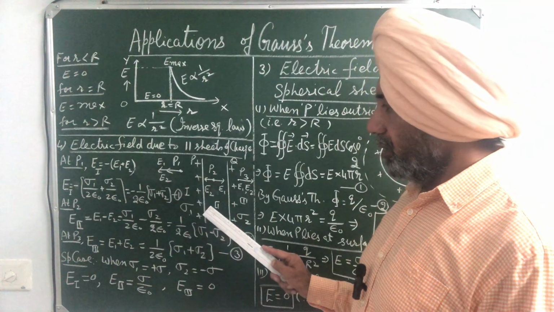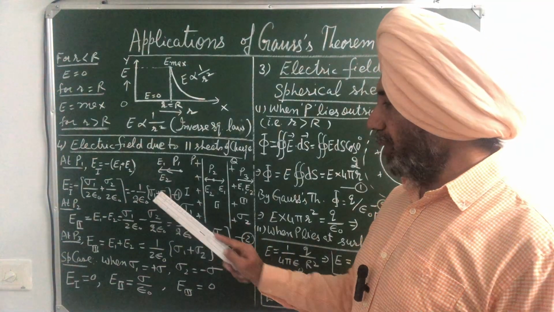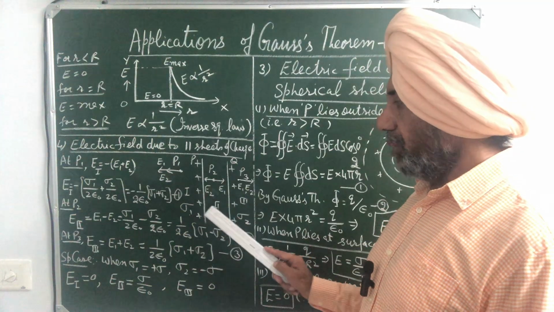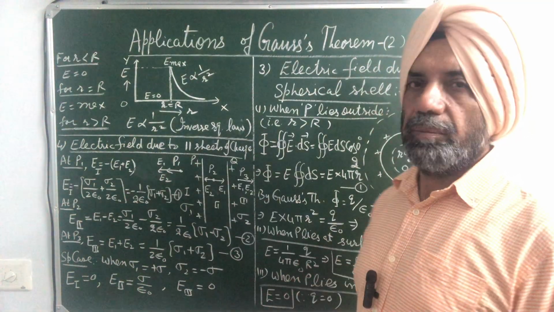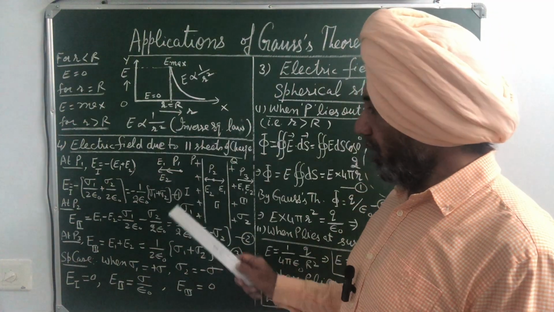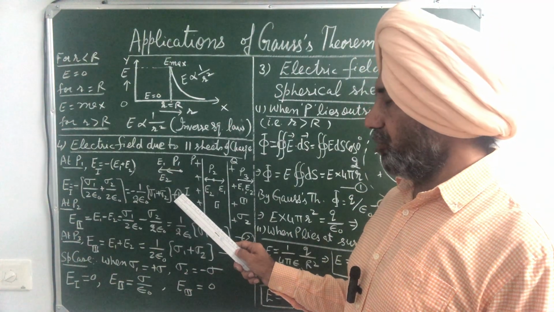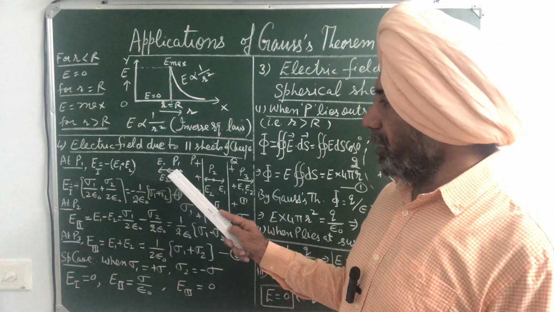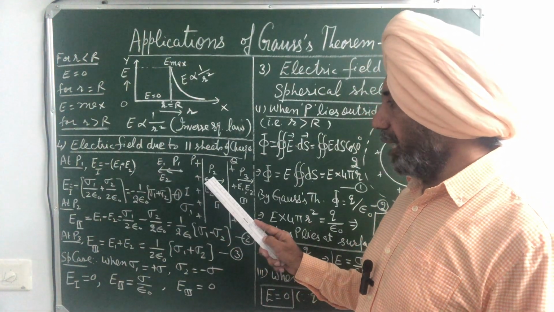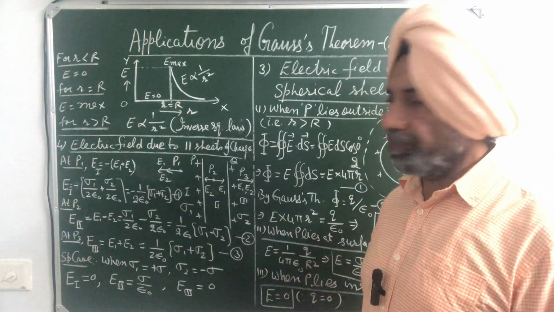Region 1 is to the left of plate P, region 2 is between P and Q, and region 3 is to the right of plate Q. So we have to find the electric field in three regions: first, second and third. Now P1 is a point in the first region, P2 is a point in the second region, P3 is a point in the third region.